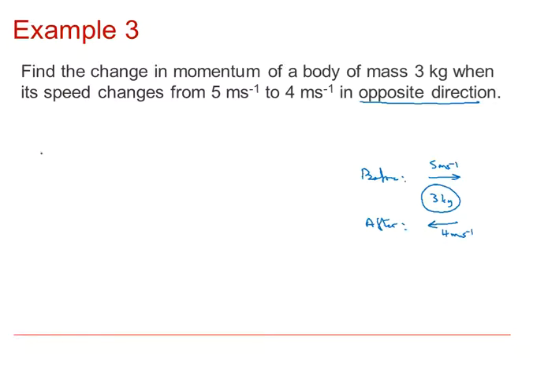So let's have a look at the initial momentum. And it makes sense in this question, I'm going to take the right as positive because that seems more straightforward. So my initial momentum to the right is mass 3 and the velocity to the right is definitely plus 5. So that's 15 Newton seconds.